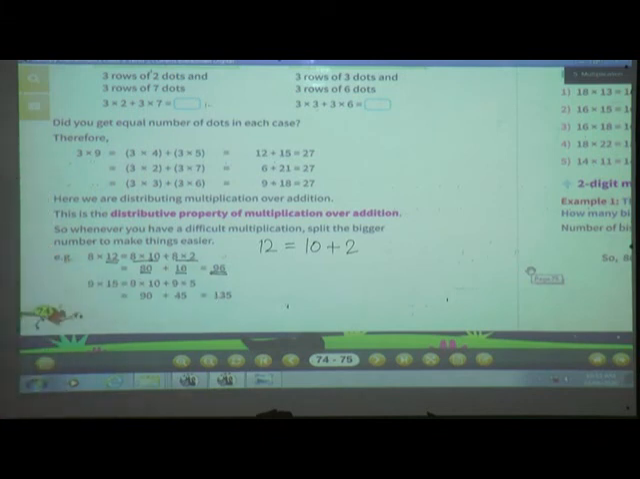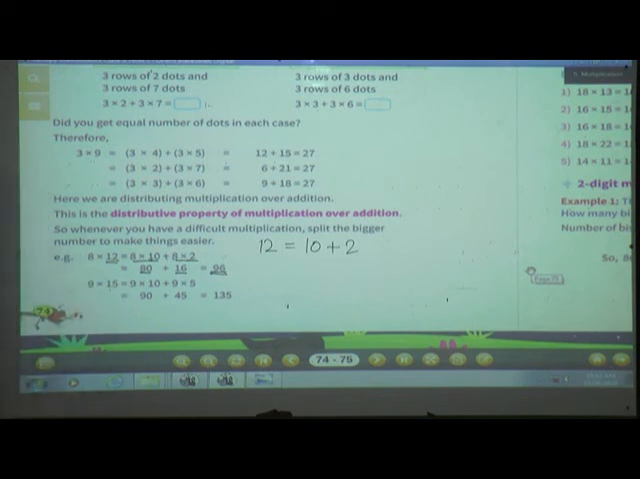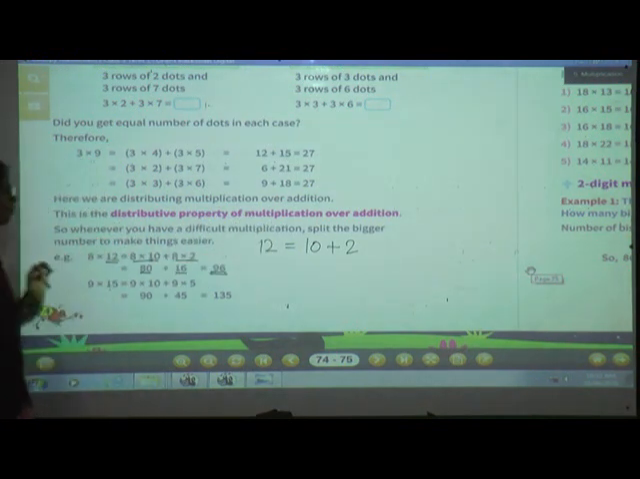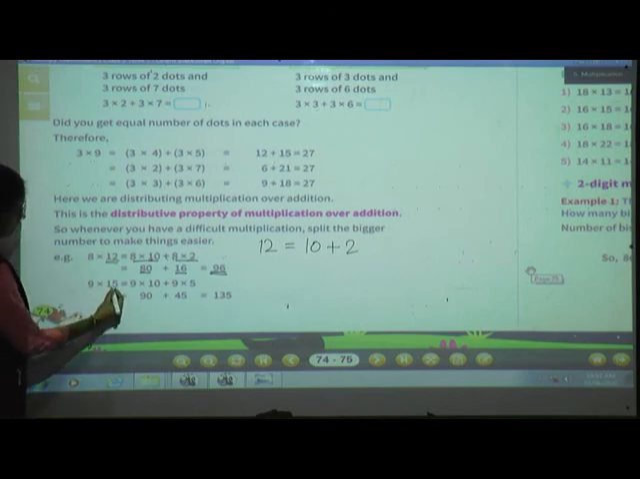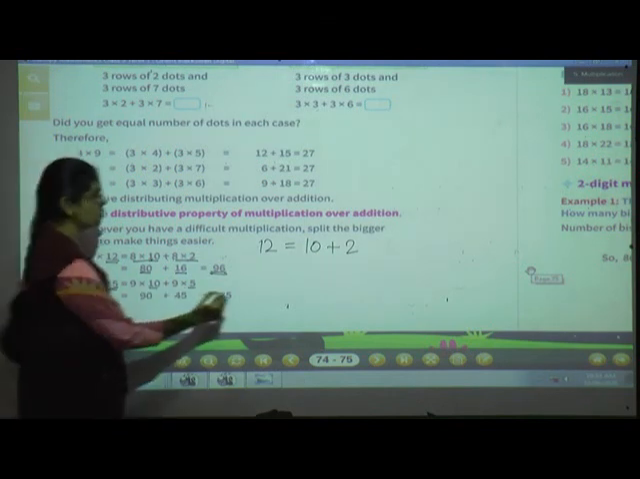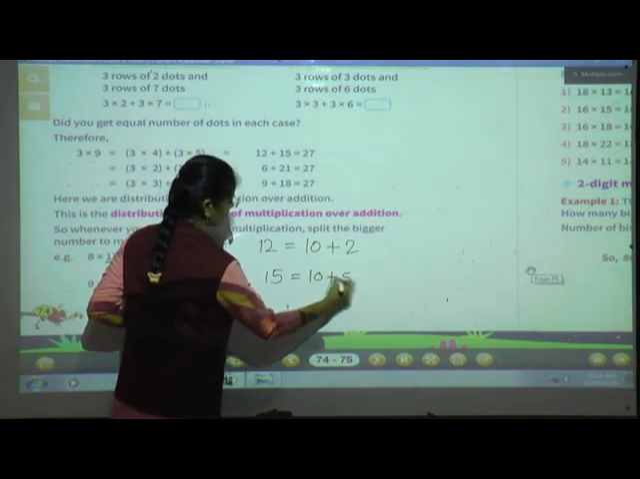Okay, one more example we will see here. 9 into 15. Now suppose here also you don't know the table of 15. Then how will we solve this multiplication? Yes, at that time we have to use this property, the distributive property of multiplication over addition. What will we do in that property? We will split up this bigger number 15 into two numbers, 10 and 5, because 15 is equal to 10 plus 5.